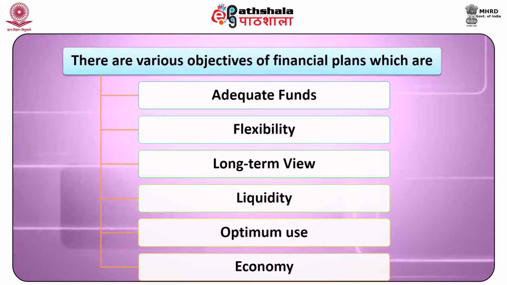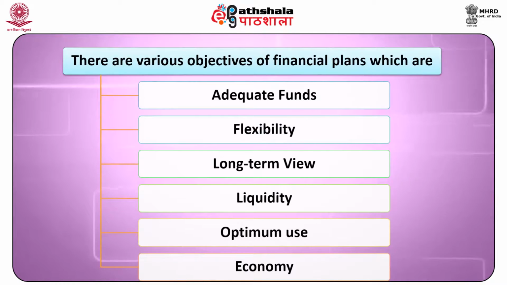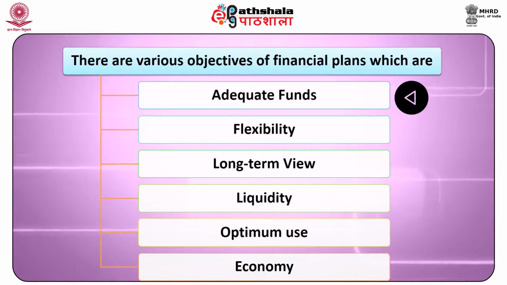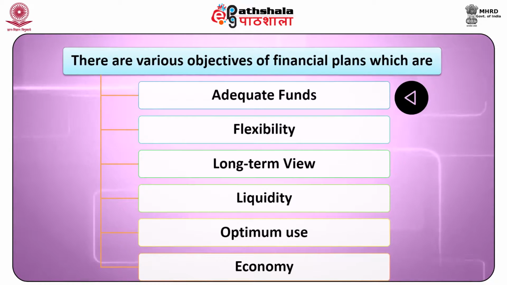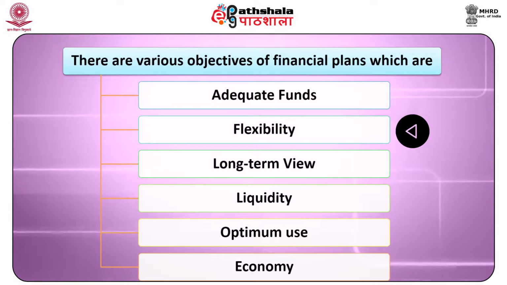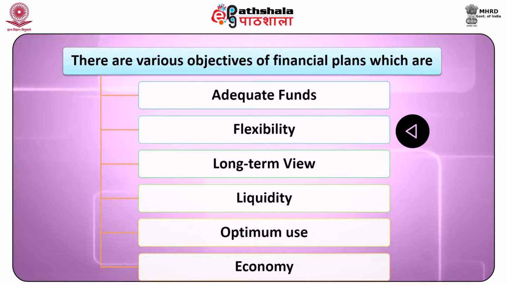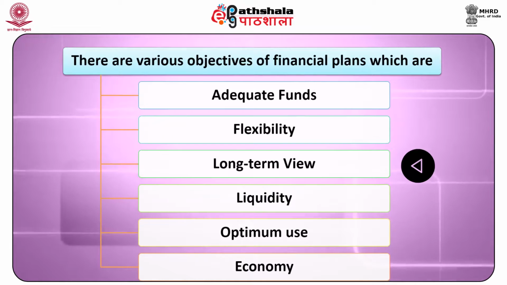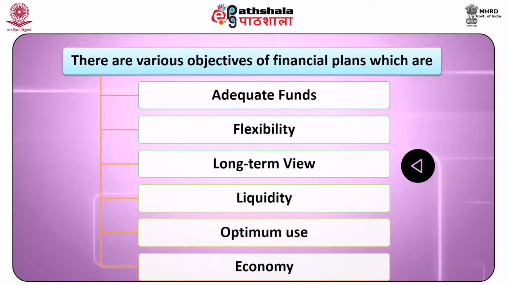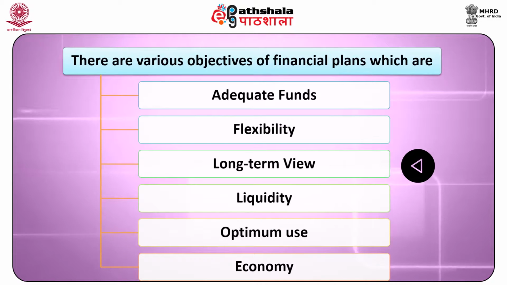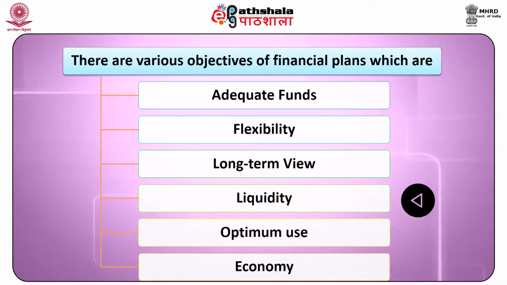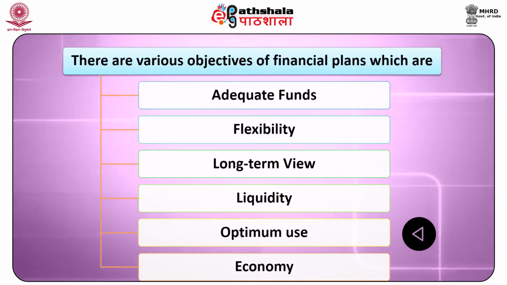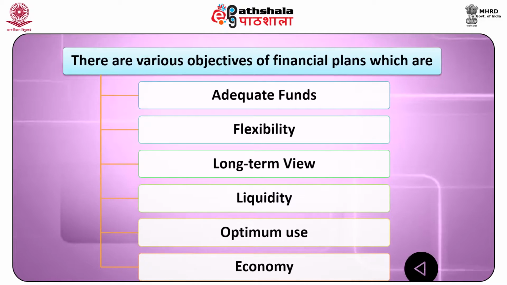There are different objectives of financial plans which are as follows. Firstly, adequate funds. The financial plans need to provide an adequate amount of funds. Flexibility. You can't have a non-flexible straight line kind of a view towards funds. It needs to have a long-term view in terms of getting the funds and utilizing the funds. The liquidity component cannot be ignored. The optimal use of the funds, something really very important which every chief financial officer has to take care of. And of course, the overall economy, which basically is the parameter for the success of a firm.